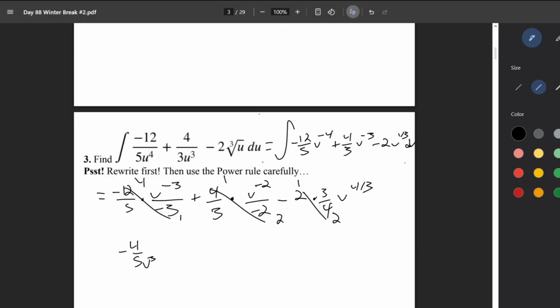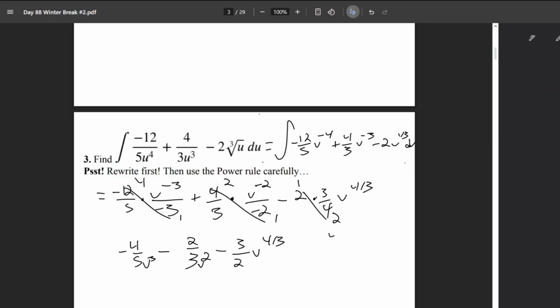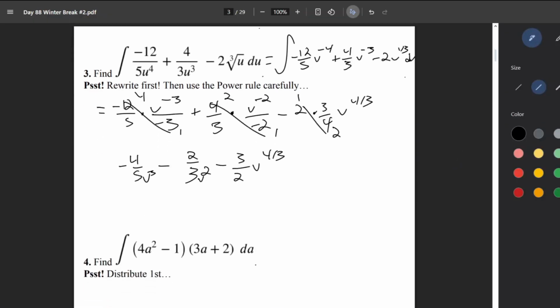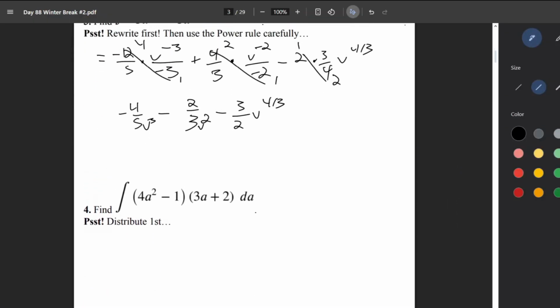Plus, actually I did this one wrong. It'd be the other way. This would be 2, 1. So this would be negative 2 over 3 u squared, and then minus 3 over 2 u to the 4 thirds. I'm not sure if we could put it as that, but I think u to the 4 thirds is more clean. So same answer, just a matter of the way it looks.